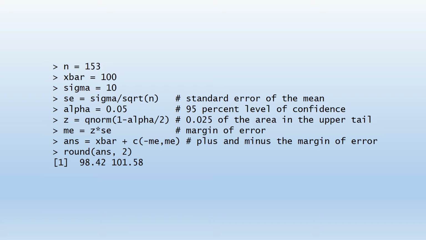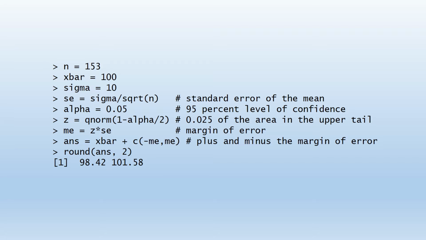In line 1, the object named n is defined to equal 153, and this is the sample size. In line 2, the object x bar is defined to equal 100. This is the sample mean. In line 3, sigma is defined to equal 10, and this is the population standard deviation. In line 4, the object SE is calculated by dividing sigma by the square root of n. This value is called the standard error of the mean, and it's the standard deviation of the sampling distribution of the sample means. In line 5, the object named alpha is defined as equaling 0.05. This is the area in the two tails when the 95% level of confidence is used.